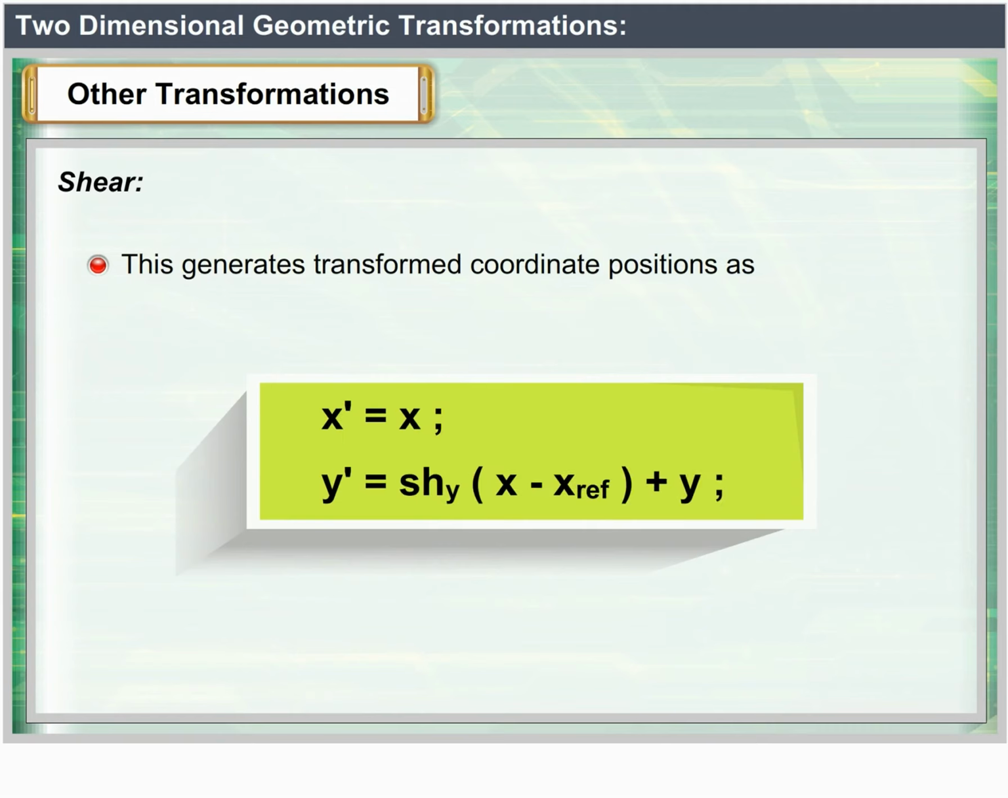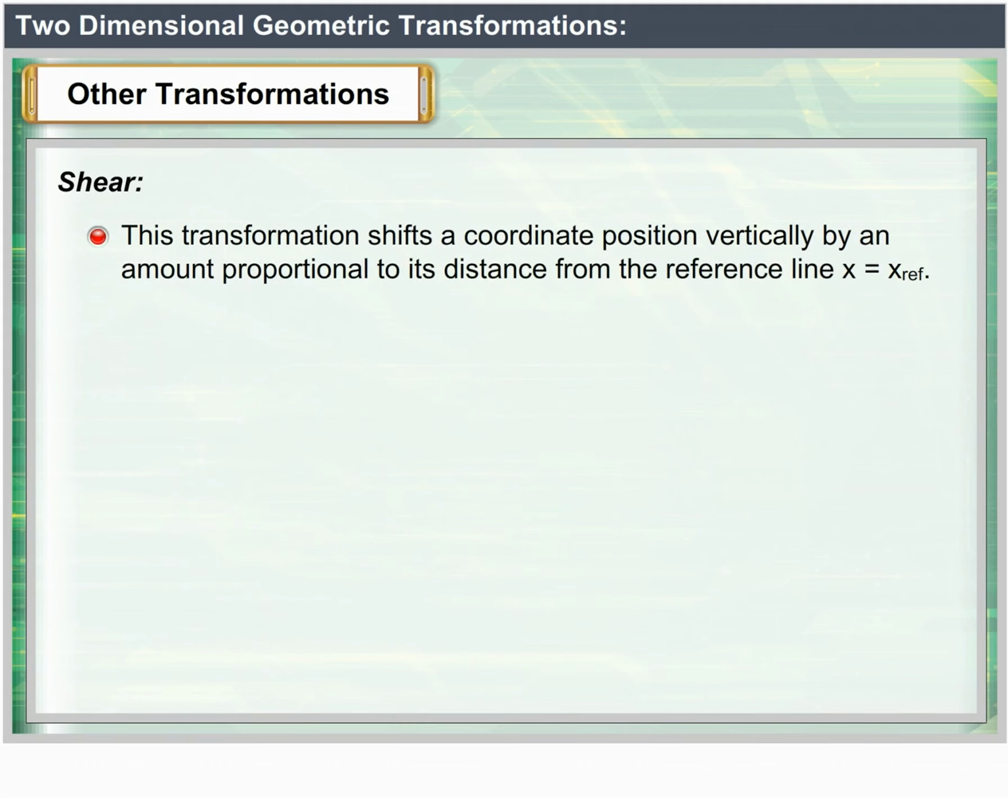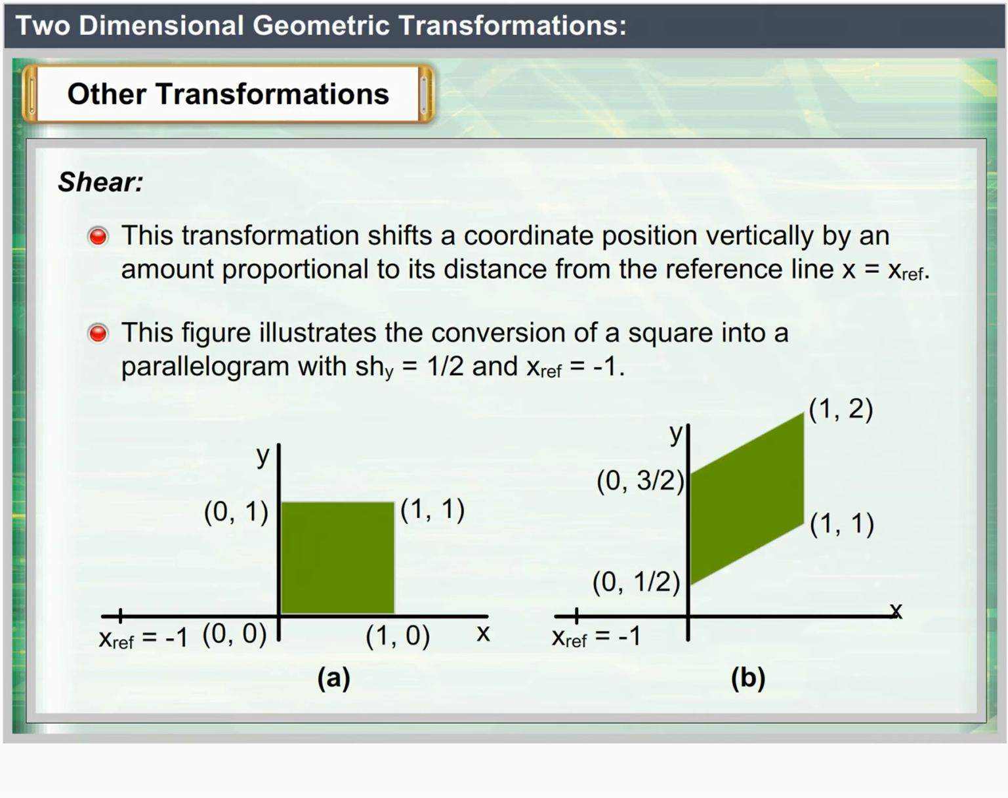This figure illustrates the conversion of a square into a parallelogram with shy equals 1 by 2 and x ref equals minus 1. This figure shows a unit square A is turning into a shifted parallelogram B with parameter values shy equals 1 by 2 and x ref equals minus 1 in the y direction.